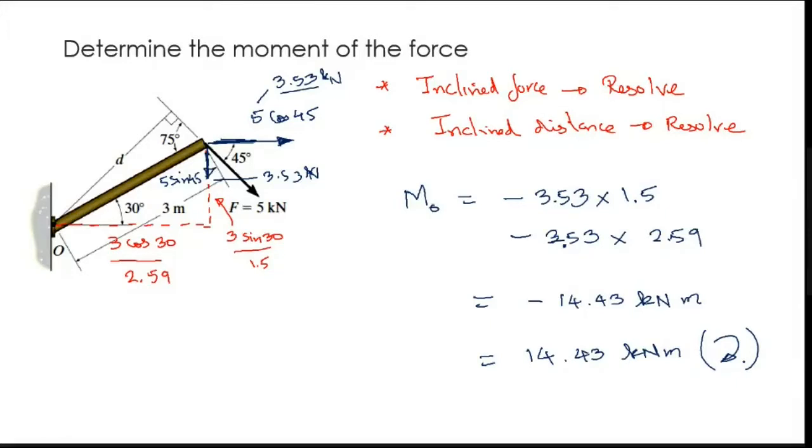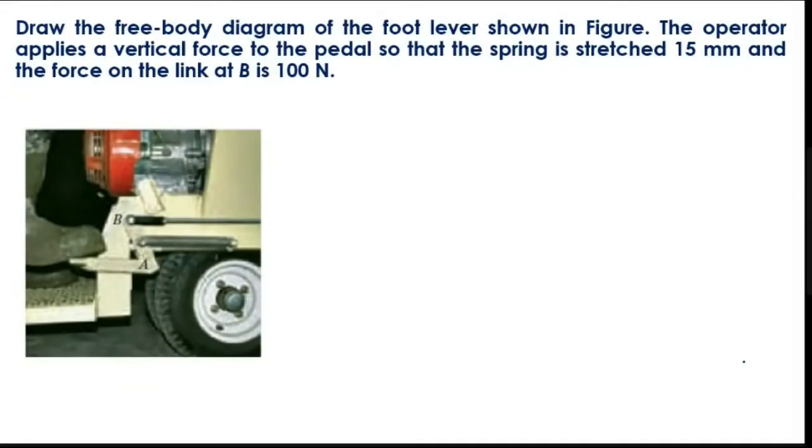So even though you have an inclined distance and an inclined force, whatever it is, you resolve both. You make it simple, make it horizontal and vertical. Find out accordingly. So we are taking another problem which is related to an application-oriented one, right? You have to draw a free body diagram for a foot lever as shown in the figure. You can see here.